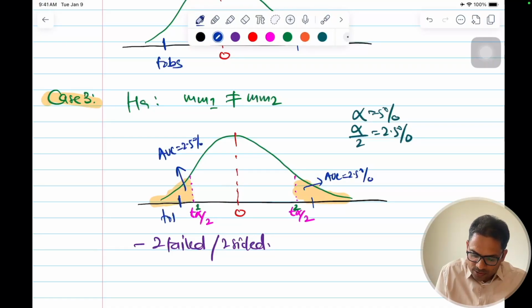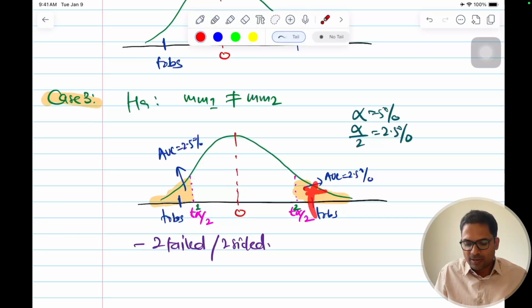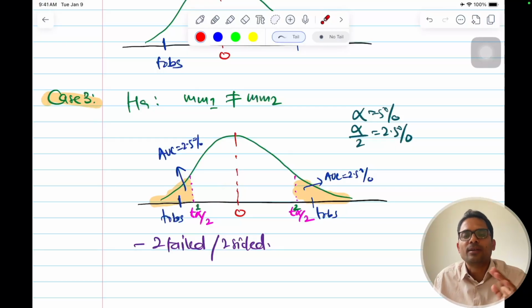For example, if my t observed is either here or here, then I'll reject it because the area under the curve, this p value, will be less than my significance level, and then I'll reject my null hypothesis and accept the alternate hypothesis. I hope this is also clear.